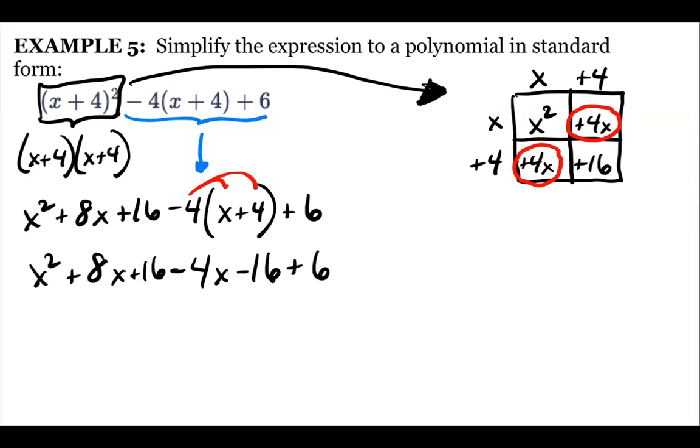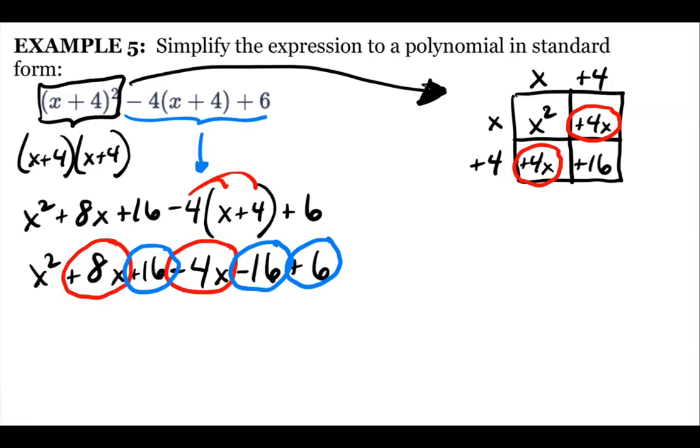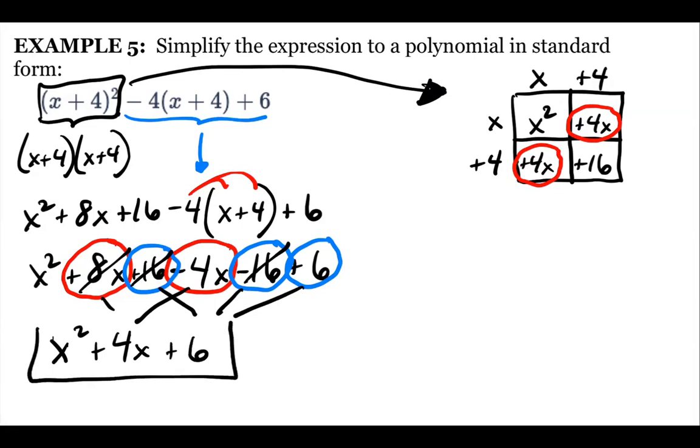Combine like terms. I have a positive 8x, negative 4x, and then the constants, I have a 16, a negative 16, and a 6. So is that 4x? The reds would be 4x. The blues, just 6, right? Positive 6, because the 16s cancel each other out.